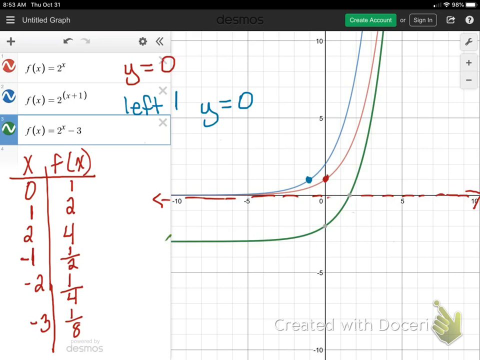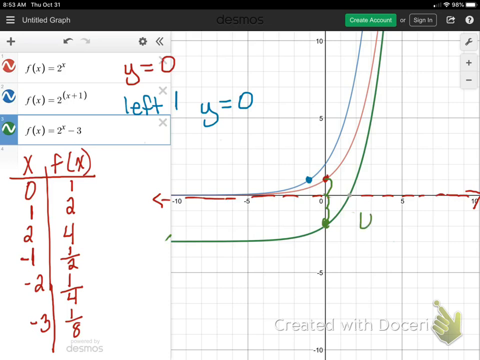Now I want us to look at the green graph. What does the negative 3 mean? F of x equals 2 to the x minus 3. What does the minus 3 mean? It's going to shift down 3. Now I want you to look carefully right here. Here's that red point, my parent function, and I always want to know where that red point's going. This red point has gone down 3 spots, but where is it?